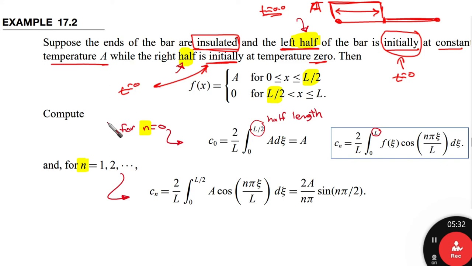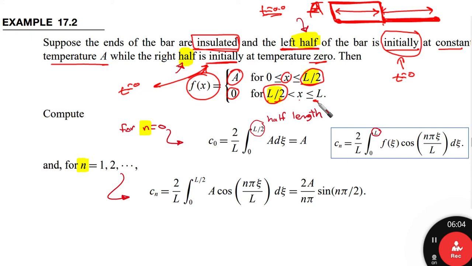The starting function at t equal to 0 is going to be something like this. Here it is A for the first half, and for the second half it is 0. This is the function that we have: f of x equals A for x between 0 and L over 2, the first half, and after that equals 0 for x between L over 2 and L.